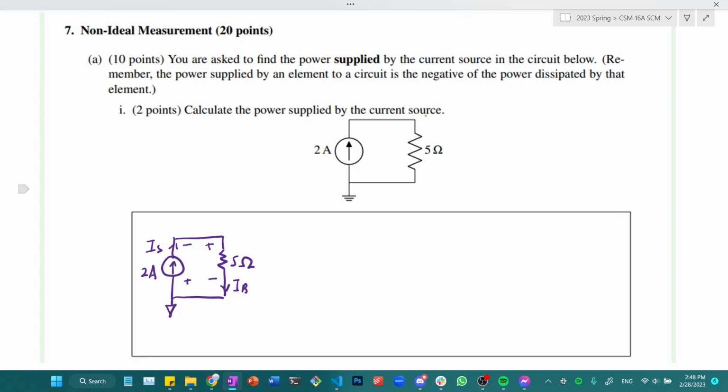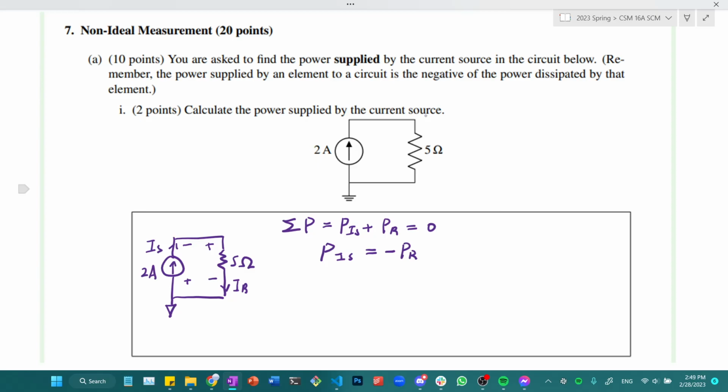Okay, so previously we mentioned that the total power of the circuit, which would be equal to the power of the current source plus the power of the resistor, is equal to 0 for any circuit. Which means that if I want to find the power of the current source, I can say P_IS is equal to negative P_R. So now I just need to find the power of the resistor to simplify the calculations.